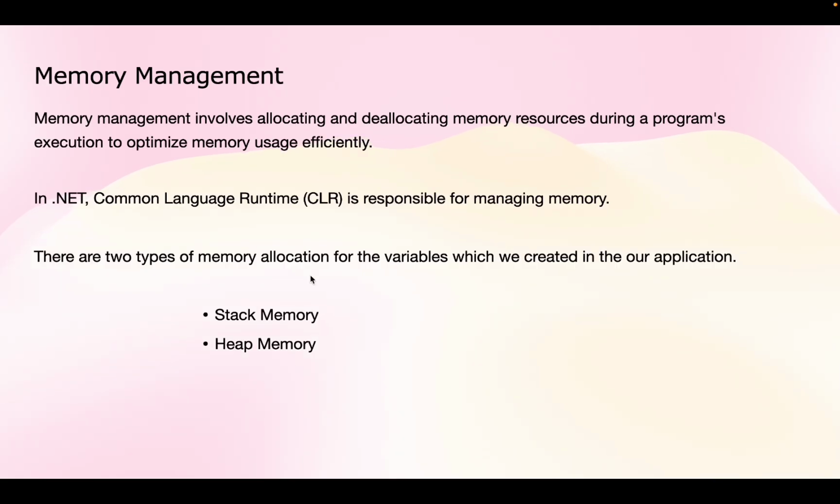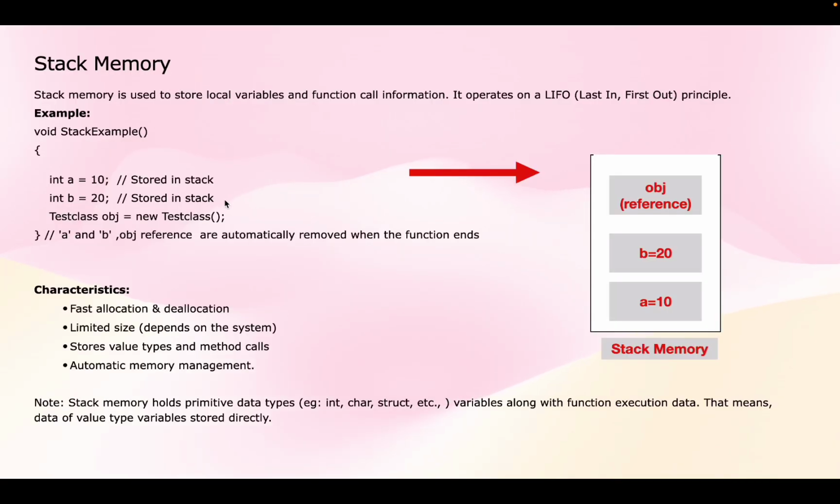There are two types of memory allocation. One is stack memory and another one is heap memory. Let's see stack memory first. Stack memory is used to store local variables and function call information. It operates on last in first out principle.